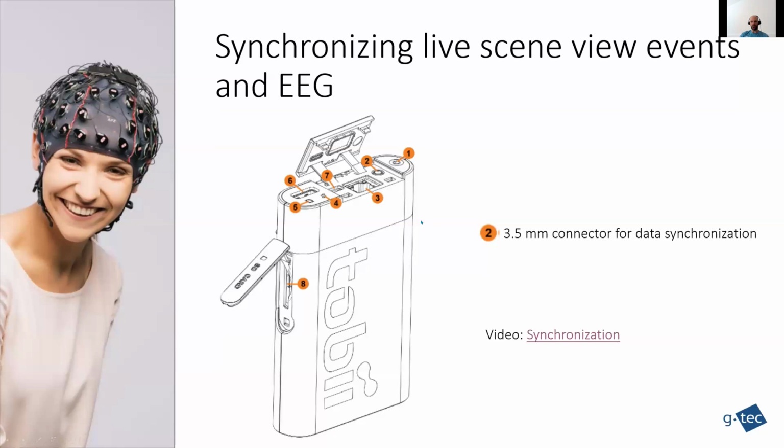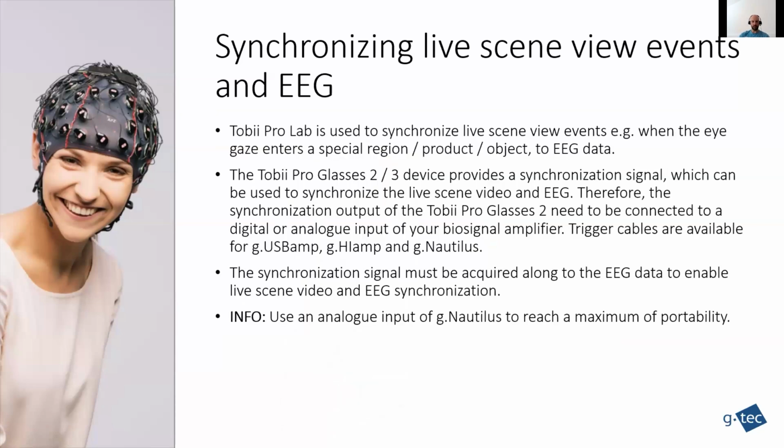Another, as you've seen before, the cable for the synchronization signal is connected to the base station of the g.Nautilus, and the base station itself is connected with a cable to the PC. That means that the subject is connected to the PC and cannot freely move around. But I also mention in this slide that you can use an analog input of the g.Nautilus, for example.